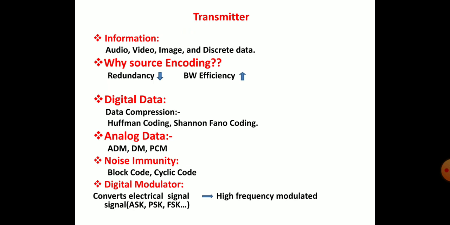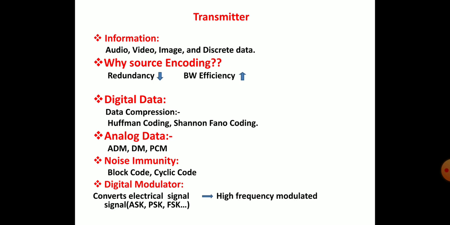And if the output is in the form of analog data, I'm talking about the output of the source encoder block, then the analog data would be dealt with by adaptive delta modulation, delta modulation or pulse code modulation, etc. Then, for noise immunity, there are different methods as I discussed: block code, cyclic code, and all of these things. We have also talked about the digital modulator, which converts the electrical signals into high frequency modulated signals. The methods used are ASK, PSK, FSK, all of these things.